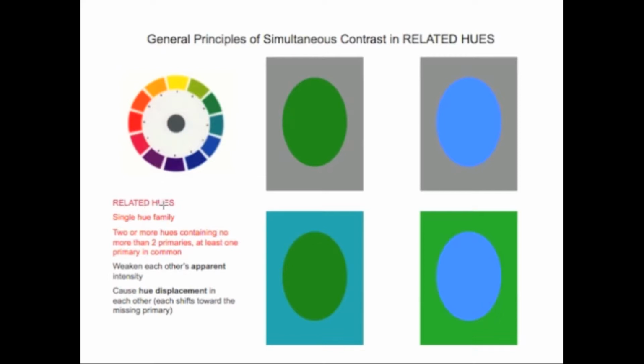So with related hues, where you have either a single hue family, whether it's a simple hue or a compound hue, or you have two or more hues where there's only two primaries and at least one held in common, the afterimage will weaken each other's apparent intensity. In other words, they will dull visually, and there will be a hue displacement. In other words, we've shifted from a perception of blue to a perception of blue-violet. Here, we've shifted to a perception of a yellower green and slightly duller than this one.